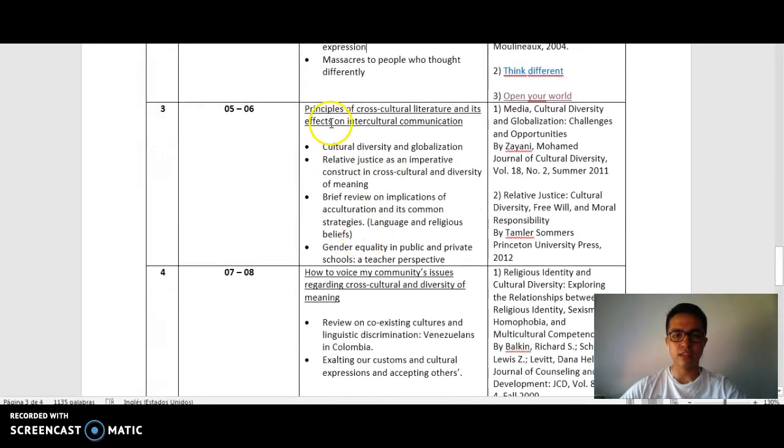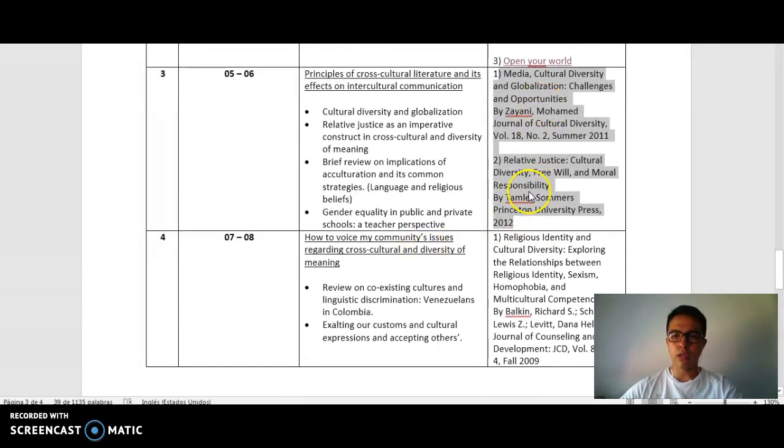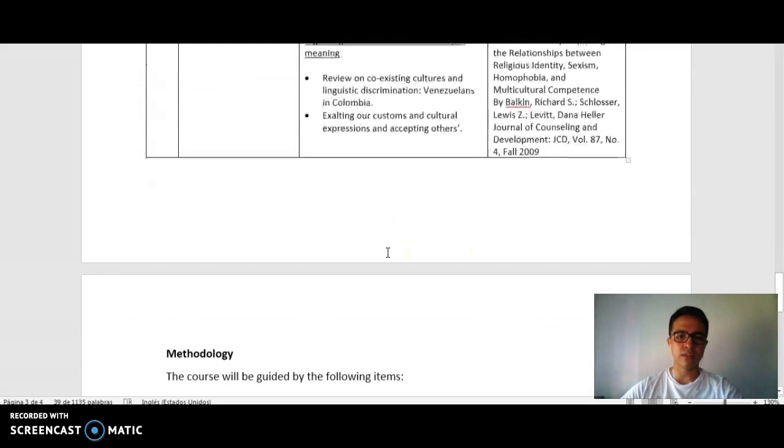Here, the topic is principles of cross-cultural literature and its effects on intercultural communication. And I think the topic that they suggested about language and religious beliefs fits very well, so I decided to include it here. And also gender equality in public and private schools. For this matter, I have the attached text, article, and book chapter.